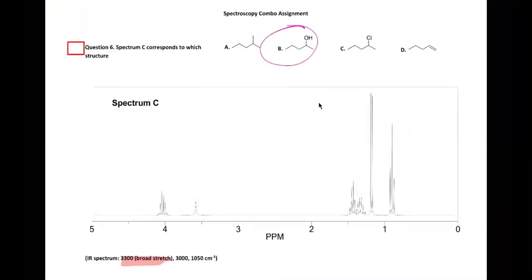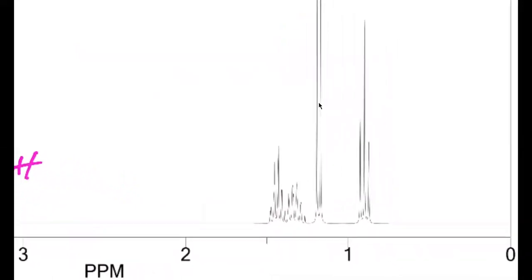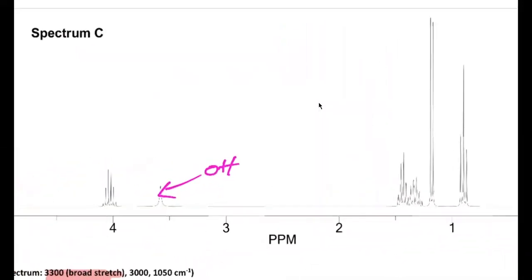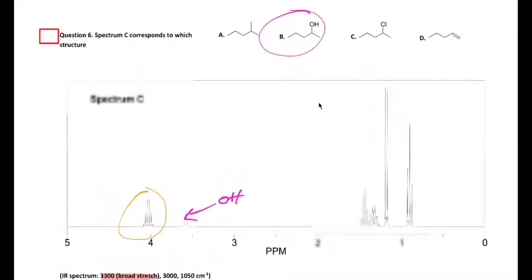And you can see this little crappy OH peak right here. So like I said, sometimes you can see it, sometimes you can't, right? And then all your other peaks and splitting patterns are going to be roughly the same. And then this is the hydrogen that's adjacent, on the same carbon with the OH group. That's why it's so far downfield.